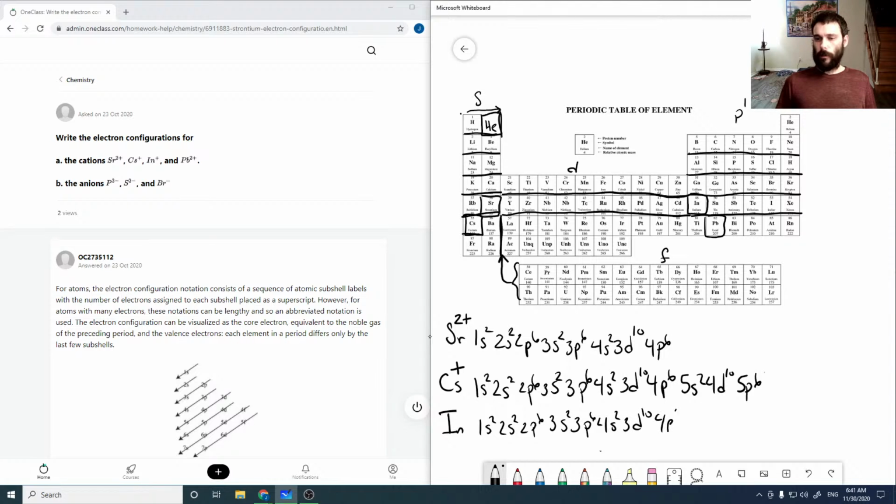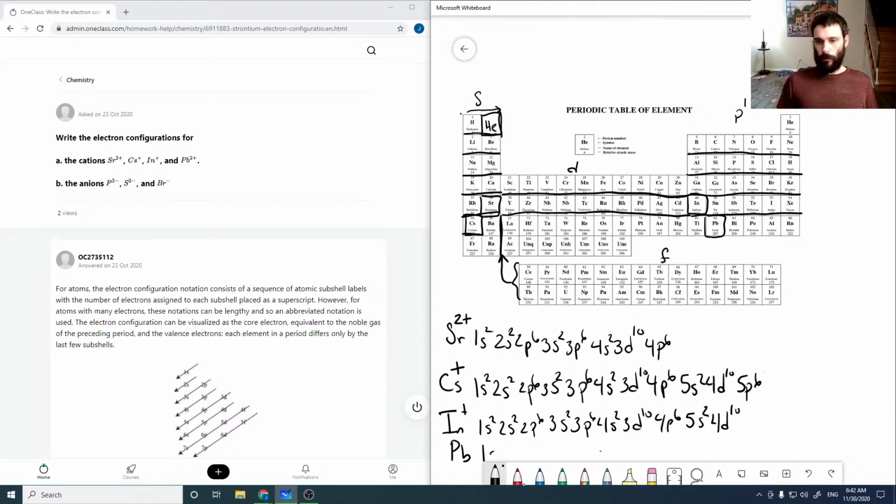So all the way up to here, 5s2, 4d10, 5p1. So we want indium plus, so we just remove one of the outer electrons, and there we go. And then to get lead, we continue down the line.